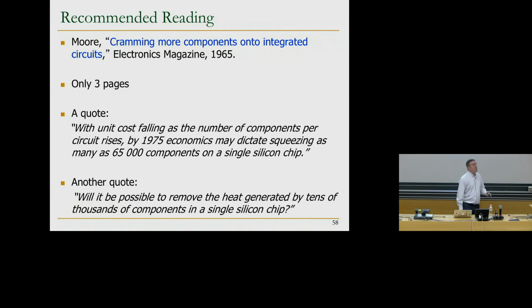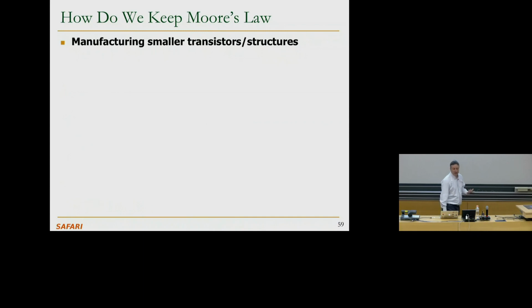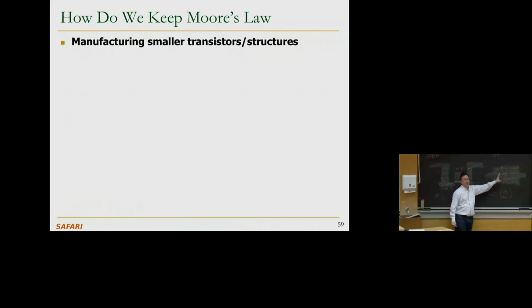So how do we keep Moore's law? Because at some point, if you're a fan of mathematical theories, you will say, hey, this cannot go on forever. At some point, you'll have to put more transistors than there are atoms. So we managed to manufacture smaller transistors and structures. What do I mean by manufacturing smaller transistors? This is why I drew it here.